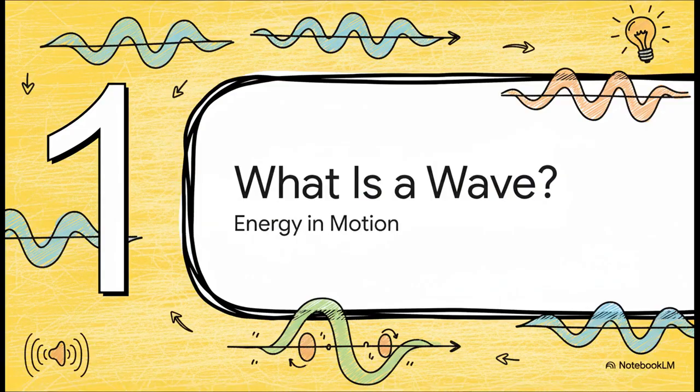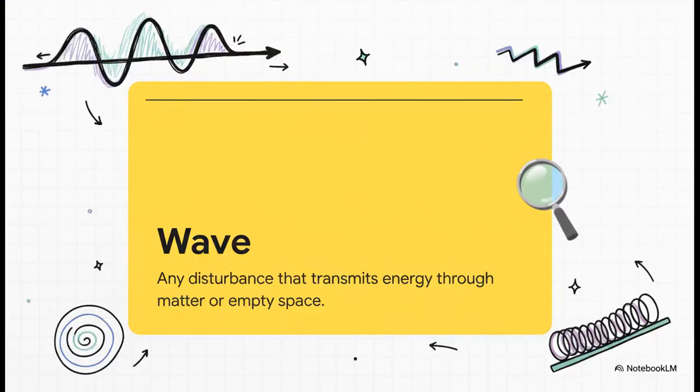So to get to the bottom of that question, we've got to start with the most basic piece of the puzzle. What exactly is a wave? At its heart, it's really all about energy on the move. Okay, here's the core idea, the most important thing to get. A wave is just a disturbance that transfers energy from one place to another. And the key word there is energy. Waves move energy, they do not move matter.